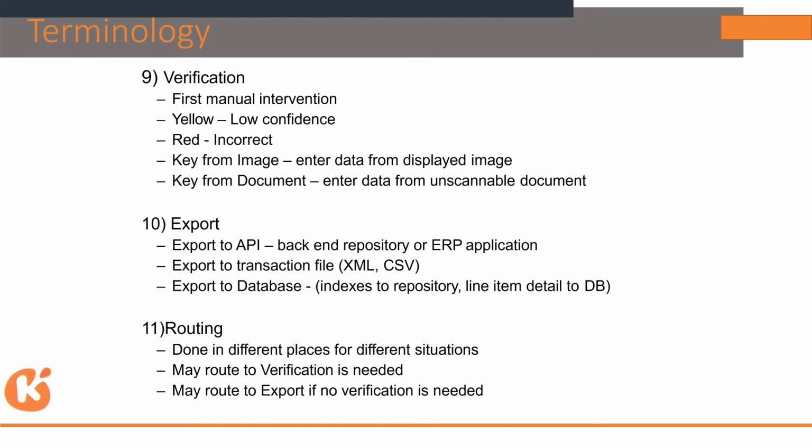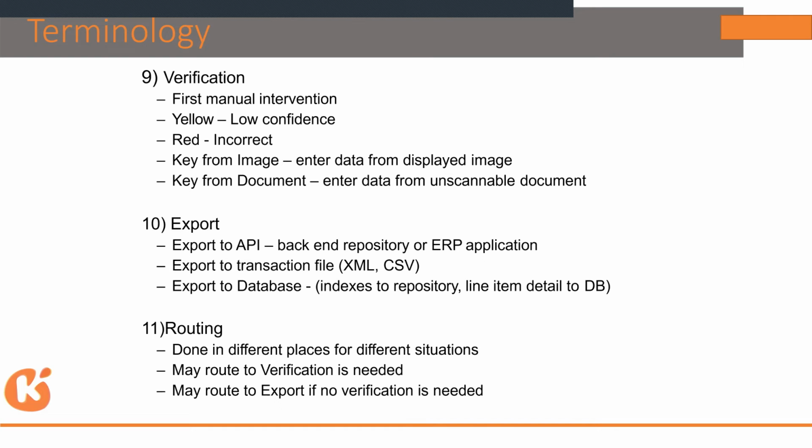For example, if you are using IBM Content Navigator, you can open that batch for verification in IBM Content Navigator. The user can validate the data from the document against the data extracted by Datacap. If any wrong data is extracted by Datacap, the user can manually enter the data and manually correct it. This is called manual verification. This is called verification.